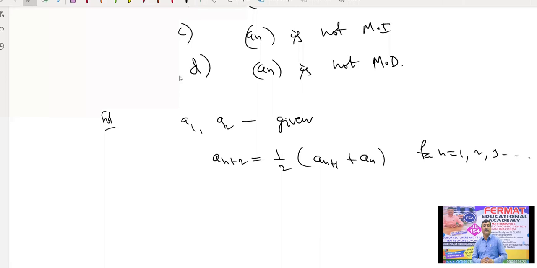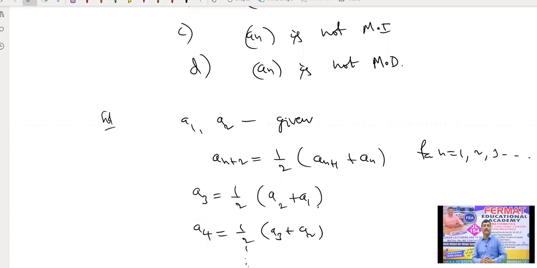So what you observe is exactly, what is this actually? It is the sum of these two. That means what is my A3? Half into A1 plus A2, so the arithmetic mean of these two real numbers. That means A3 is nothing but A1 plus A2 by 2. Right? A4 is equal to what? Half into A3 plus A2. Like that you are going, right? But using this idea, I'm going to just do it.